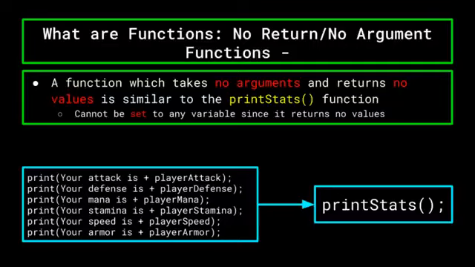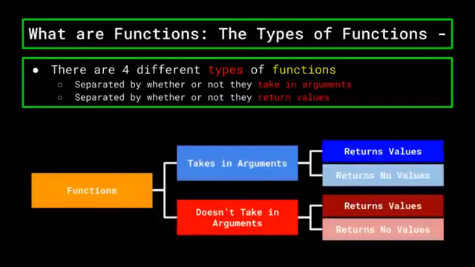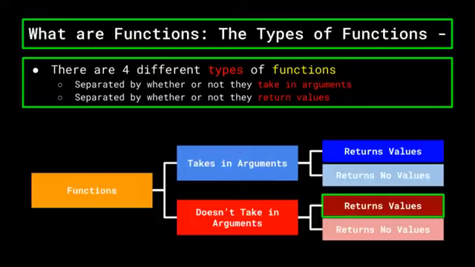So there you have it, the 4 types of functions: ones that take in arguments and return something, ones that take in arguments and don't return something, ones that don't take in arguments but still return values, and ones that don't take in arguments and don't return anything. Each of these 4 types of functions are useful and unique in their own way, and you will probably find yourself using each of them through your programming journey. So get used to the different types of functions, and know how to make the most of them, as they are all extremely powerful.